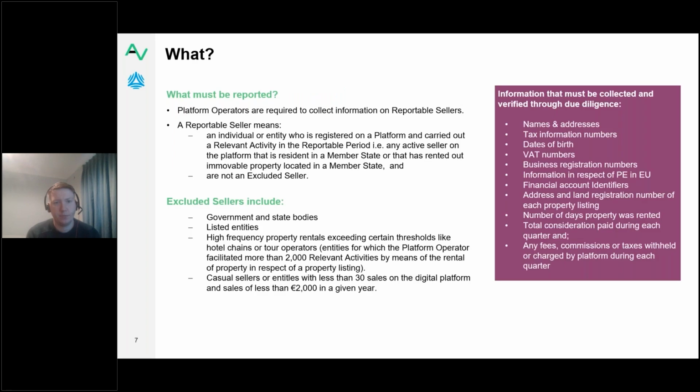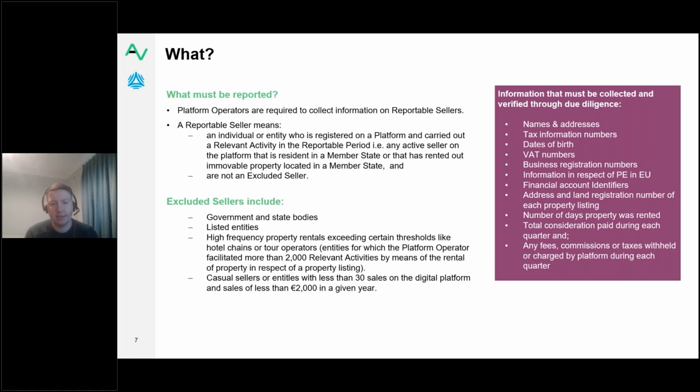Next slide, please. Then what must be reported? So a platform operator is required to collect information on its reportable sellers. A reportable seller is any seller which is registered on a platform and carries out the relevant activity which we spoke about before. And then any seller who is on the platform and is resident in a member state, or has rented out a movable property in the member state, will be a relevant seller, provided that they are not an excluded seller.